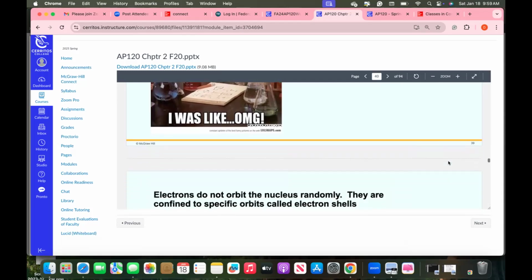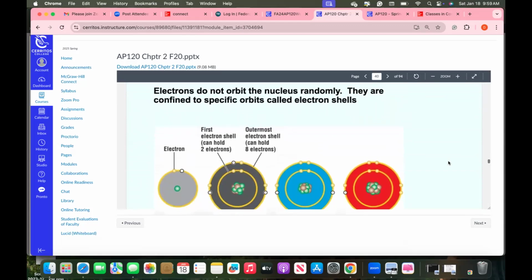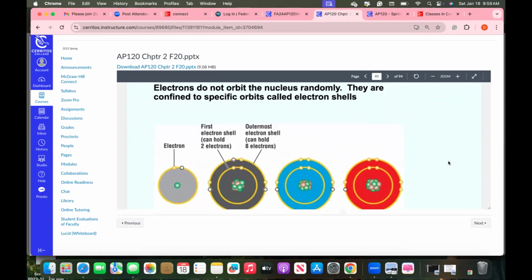Okay, let's continue. Electrons do not orbit the nucleus randomly. They are confined to specific orbitals called electron shells, okay? So I don't know if you remember, but when we were looking at water molecules, oxygen has 8 electrons, and they need 2 shells to hold that, because your first electron shell can only hold 2 electrons. That's all you can hold in your first shell.